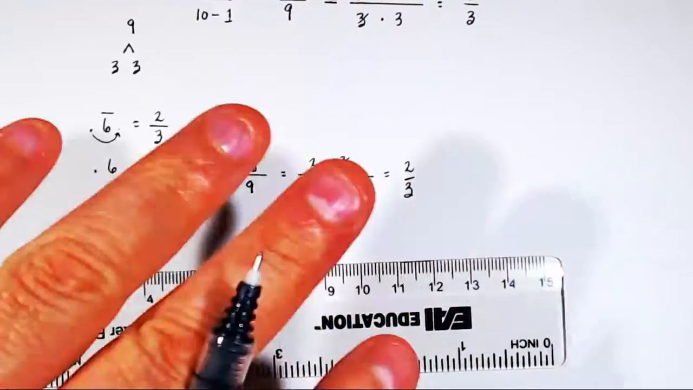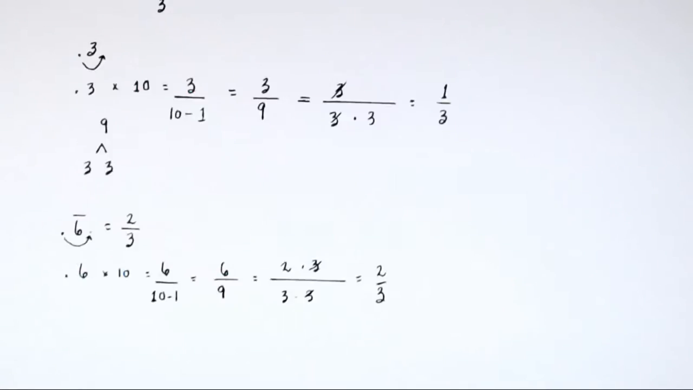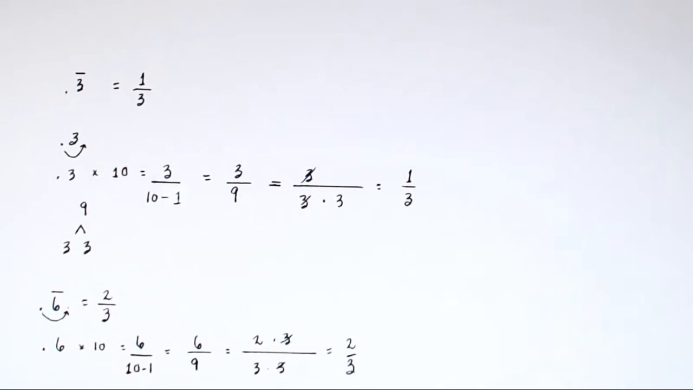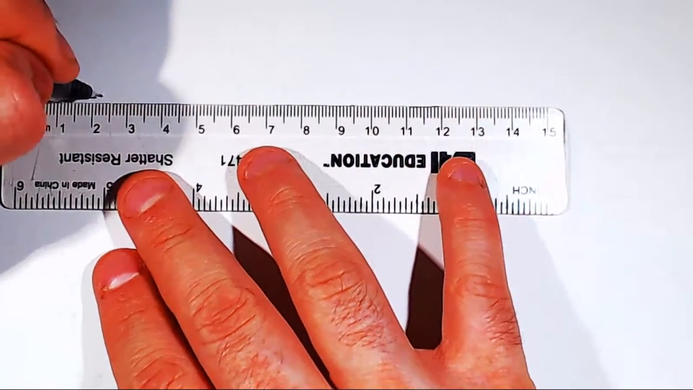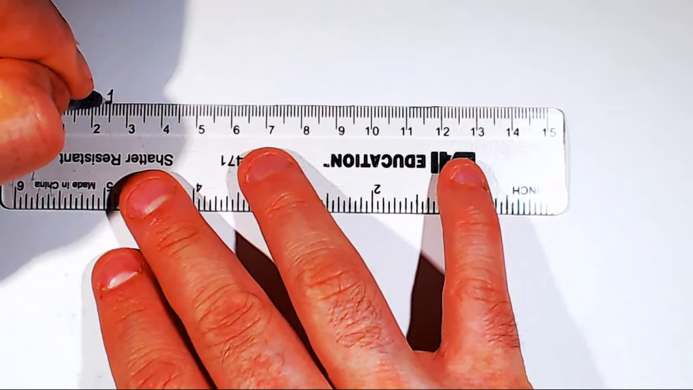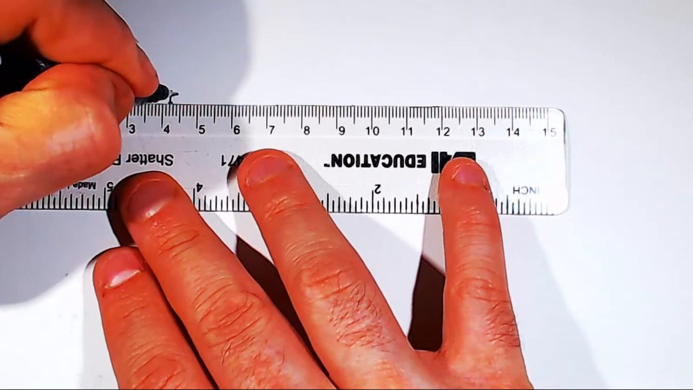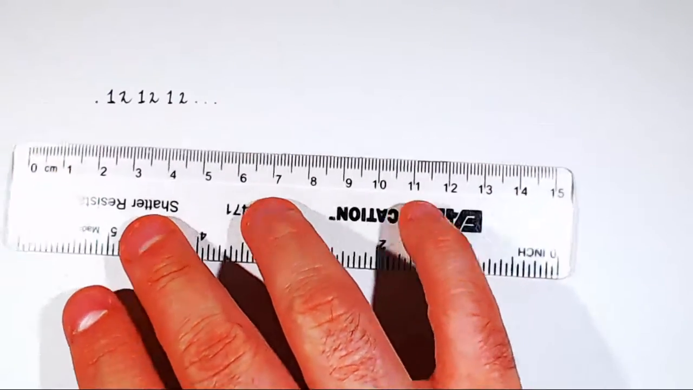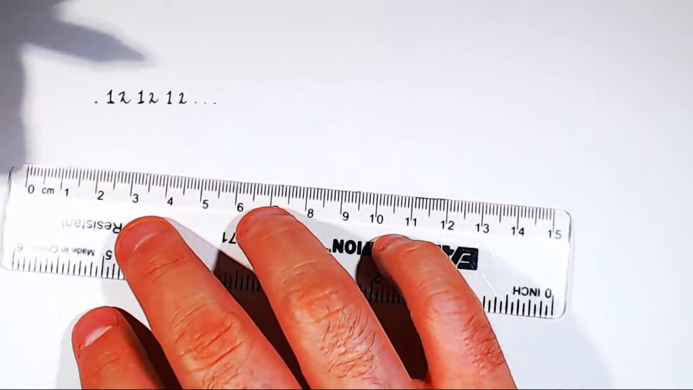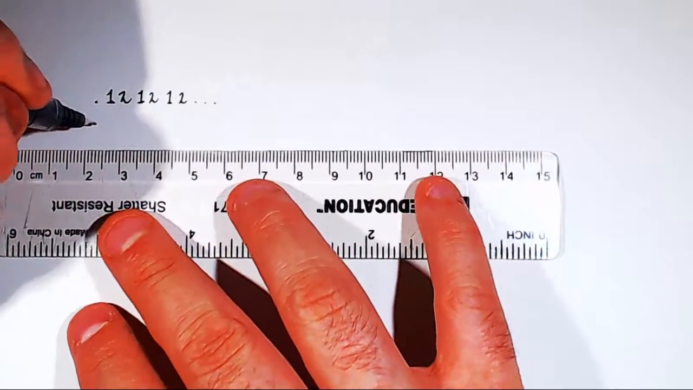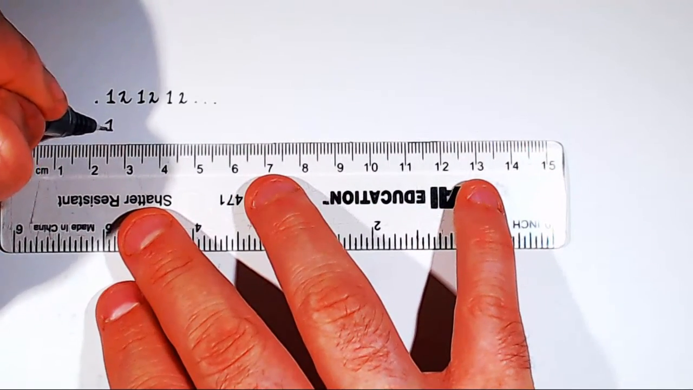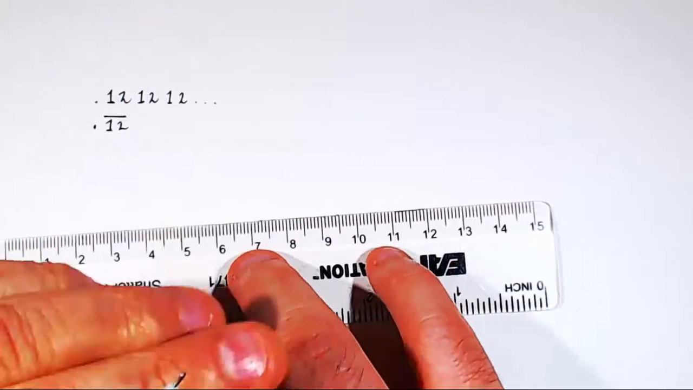Now, just like we did in the last problem, let's apply this system to a repeating decimal whose answer we don't already know, to test the theory. We'll just choose one at random. Let's choose 0.12, 12, 12, repeating on forever like that. You could imagine this number existing somewhere, and so you could write this as 0.12 repeating.